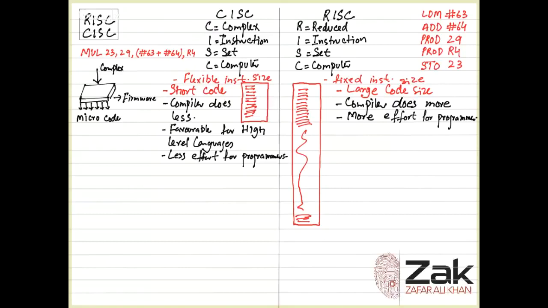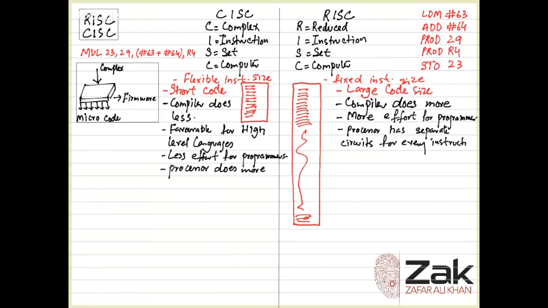So the processor does more. Why? Because it has to break the complex code into microcode. And here the processor has to do less. Now the processor has separate circuits for every instruction. Over here, one instruction is being broken down by the firmware into microcode, but over here, the processor has got separate areas for dealing with separate instructions.